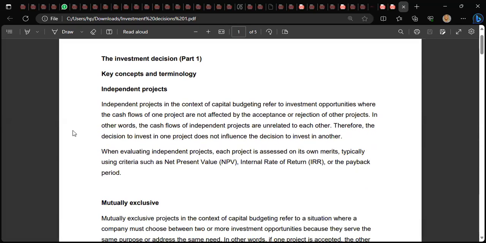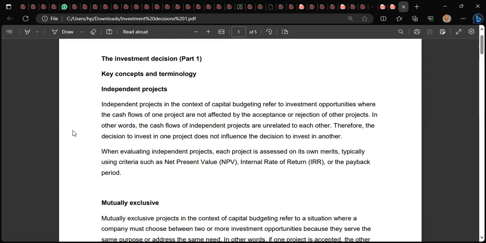But we will first of all define some key concepts. These key concepts are crucial, especially when you are dealing with theory questions. And of course, it helps you have a general understanding of what investment decisions entail. So the first one is going to be independent projects. We are dealing with investment decisions, and you're going to be deciding what projects the organization needs to get into or be engaged in.